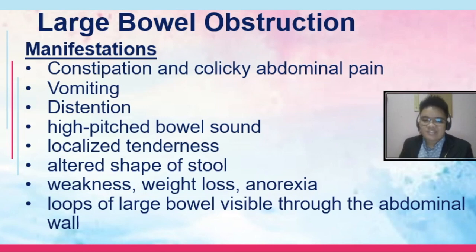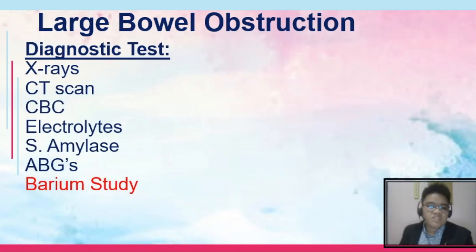There is localized tenderness. The shape of the stool seems to be altered. That may be related to the narrowing of the passageway of the stool. Then there will be weakness, weight loss, and anorexia. Weakness, weight loss, and anorexia are related to nutrient and fluid absorption. And then the loops of the large bowel may be visible through the abdominal wall. On palpation or even on inspection, you might be able to see some obvious signs of large bowel enlargement because of the obstruction.